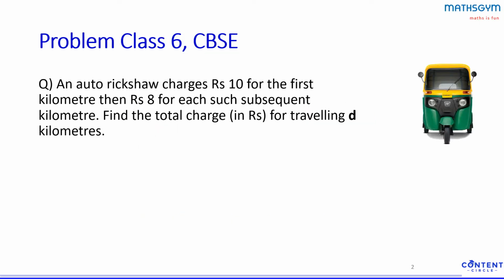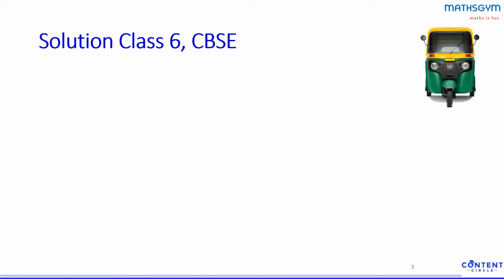An autorickshaw charges rupees 10 for the first kilometer and then rupees 8 for each subsequent kilometer. You have to find the total charge in rupees for traveling d kilometers. Let's take a look at the solution.